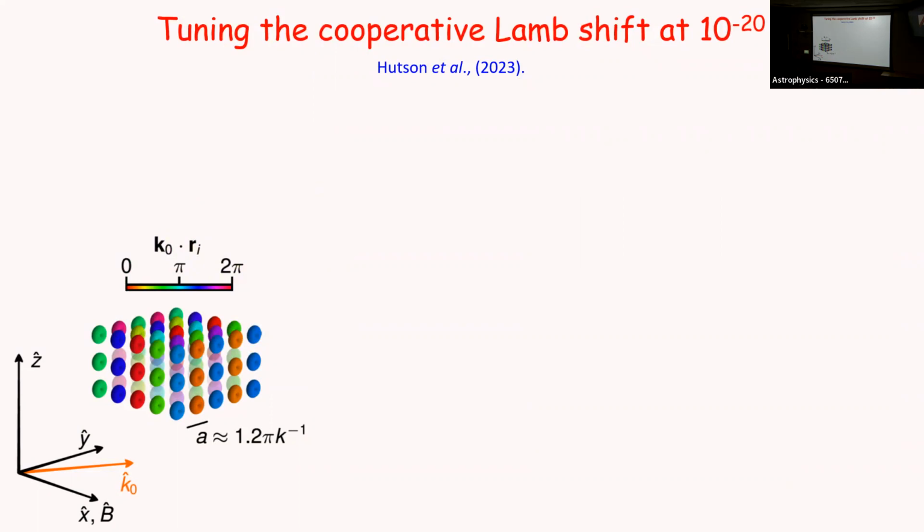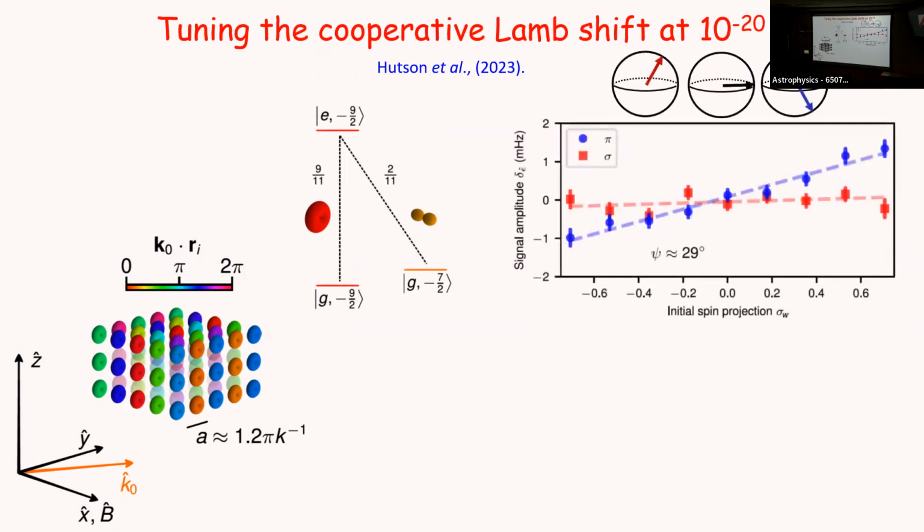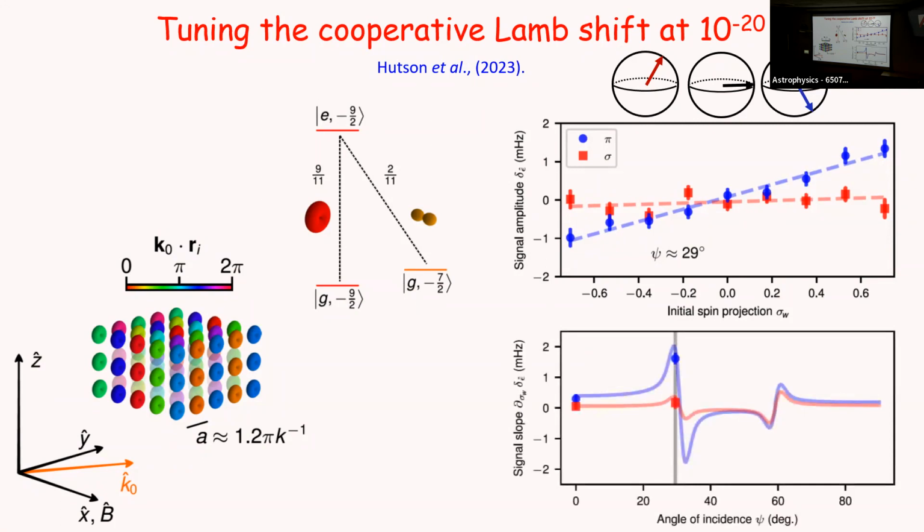So we can actually drive, for example, two different transitions. One is 9/2 to minus 9/2, or minus 7/2 to minus 9/2, different Clebsch-Gordan coefficients, meaning you can tune the dipole moment. And whichever transition you use, you can see that the frequency shift, the cooperative Lamb shift, scales exactly with the Clebsch-Gordan coefficient squared, because that's a dipole-dipole interaction. And this 29 degrees indicates what angle the k vector makes with respect to this cubic crystal. You can tune this angle, and you can see the frequency shift goes really large, goes to zero, and goes negative. And this can be just measured. So you can actually tune this dipolar shift to be zero if you wanted. This allows us to study this collective dipolar coupling.